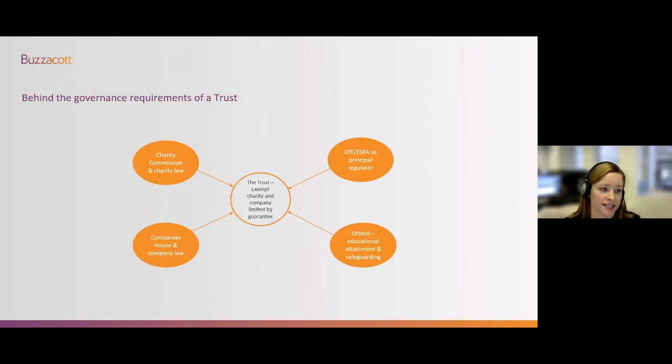In addition, as companies limited by guarantee, trusts must also comply with company law and the filing requirements of Companies House. And finally, on the education side, you have Ofsted regulating the educational and safeguarding side. So as governors of an Academy Trust, it's really key that you understand the requirements of all these different regulators, particularly relating to the governance of the trust. Moving on to the next slide.